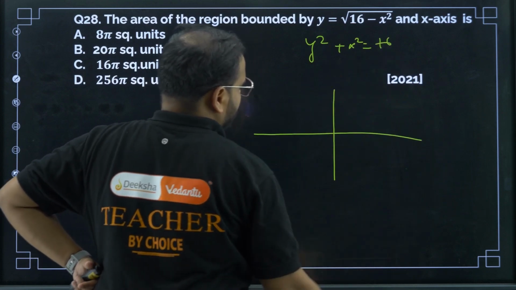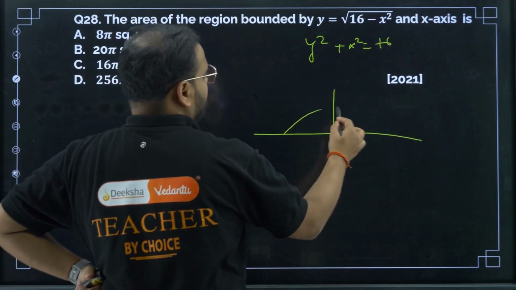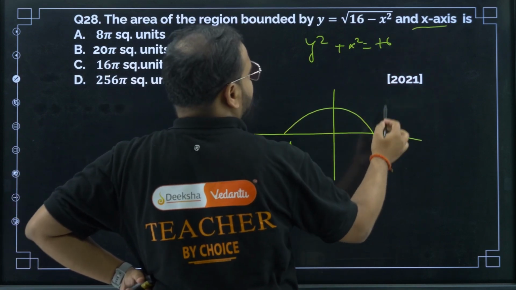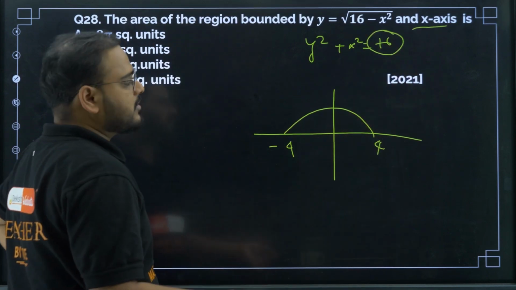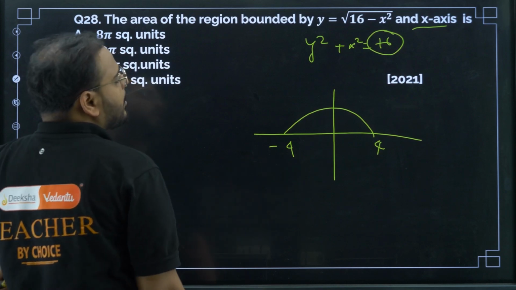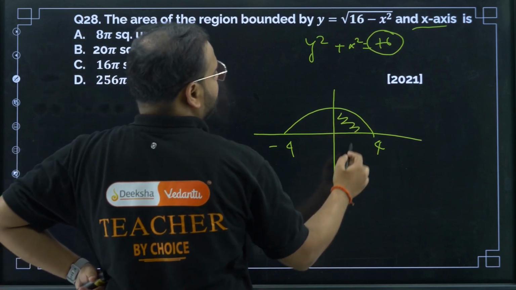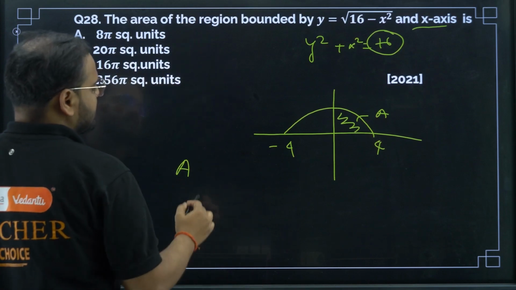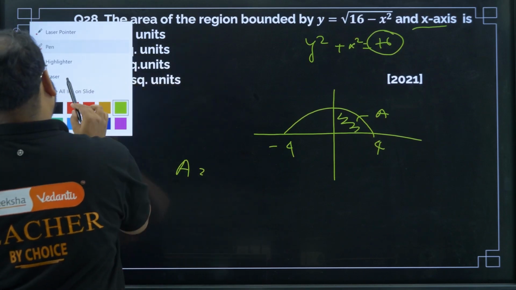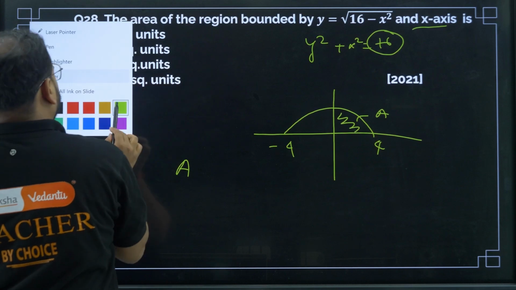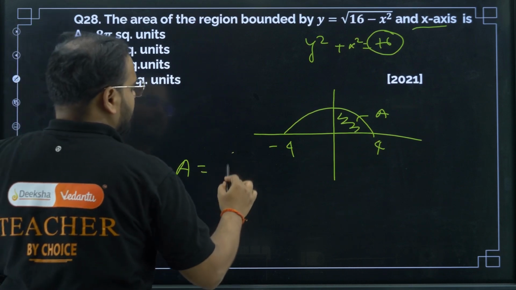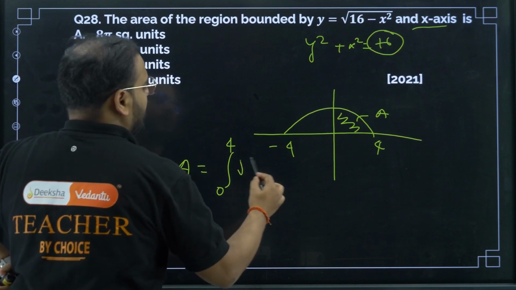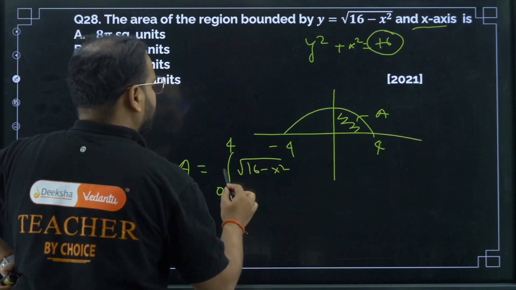Tell me. If you do it here, what are you going to get? Only the x-axis, they are asking only for the x-axis. So from minus 4 to 4, since r square is 16, r is minus 4 and 4. Don't do it for both, only for this one. Take this as a. How will you write the value of a? You write this a value as 0 to 4, root of 16 minus x square, times 2.